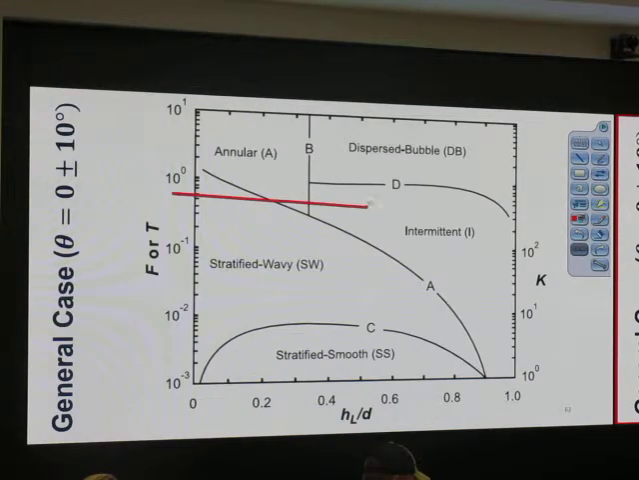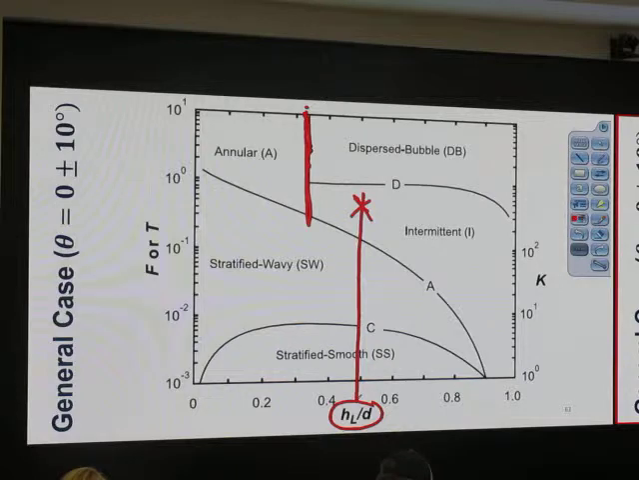So when the point is over there, this point is outside the transition B, right? Transition B is the plot of H tilde, just that H tilde equal to 0.35. H tilde is small h over D, the scaled liquid height. So that point has H tilde more than 0.35, so that point is not annular flow either. Okay.